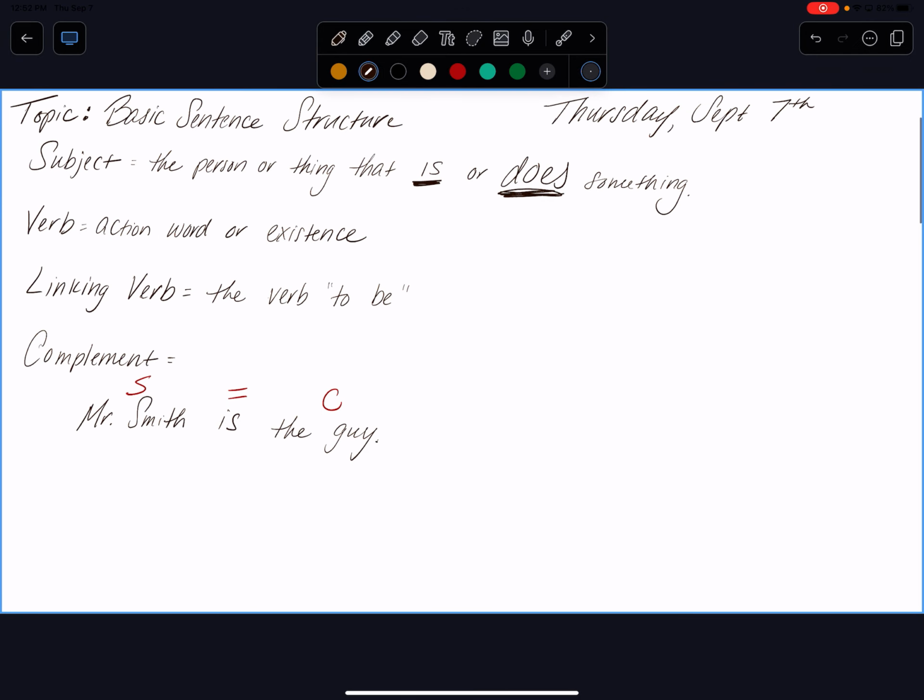Okay. So let's do some Latin examples, and we should be fairly good. Are there any questions up to this point? Is this fairly simple conceptually?